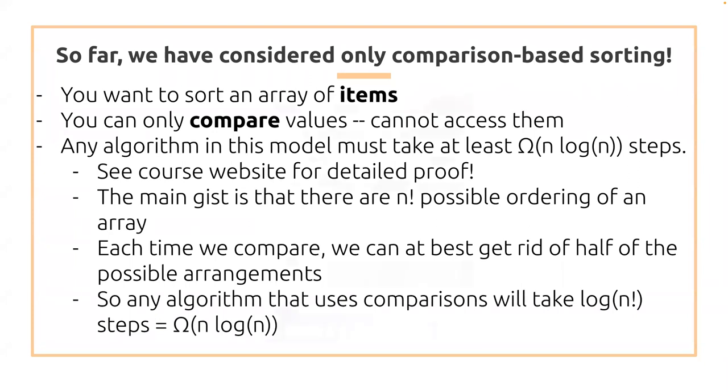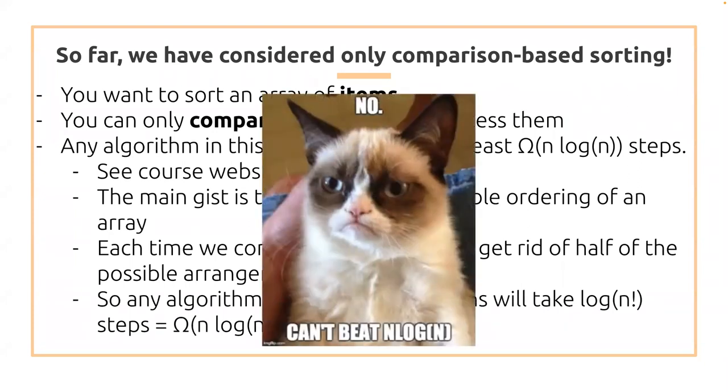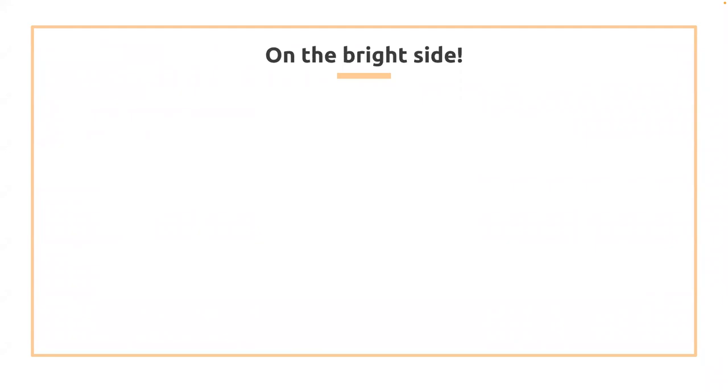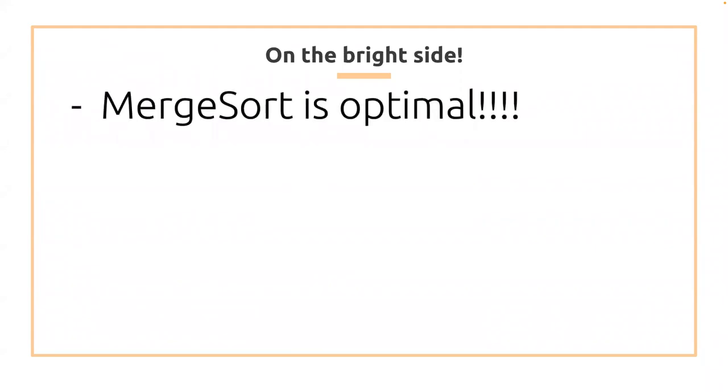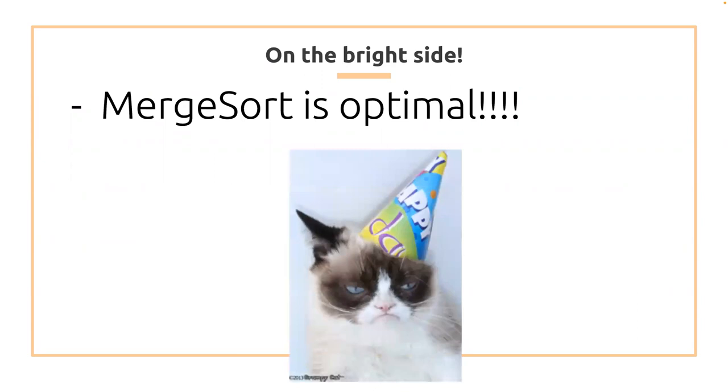I gave out the main gist, I'm gonna skip most of this, but that's one answer. The answer is no, which is actually good, because that means that merge sort is optimal. So if somebody ever tells you, how fast can I sort elements if I can only compare them, you already have the optimal algorithm. You have the fastest ever. Nobody is ever gonna come up with a faster algorithm than n log n. So great job, you're already the best. Yay, the cat celebrating, okay guys?